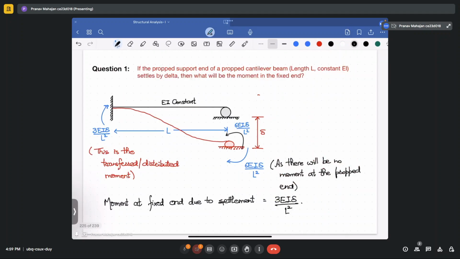Okay, so starting with the questions, we came across a support settlement. So a moment of 6 EI delta upon L square will come into the picture. And for the carryover moment, it will be half of that. So it will be 3 EI delta upon L square.